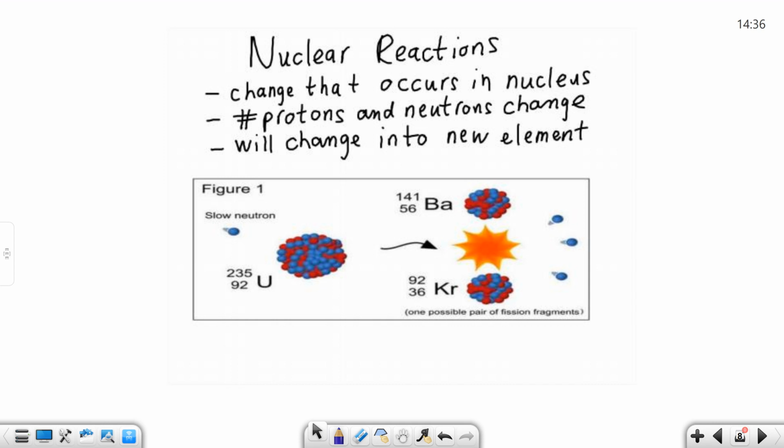All right? So you can see with the picture here, basically, where a neutron comes in, hits the nucleus of the atom, and it might split up into different pieces. Those protons and neutrons still try to hold together, but they might be broken up into multiple nuclei.